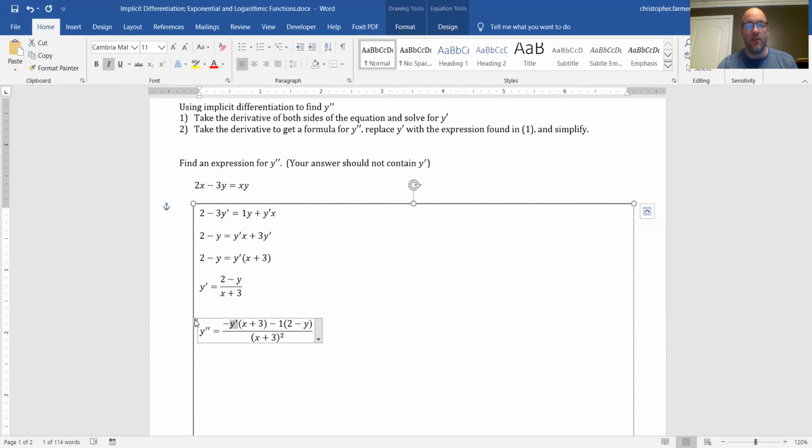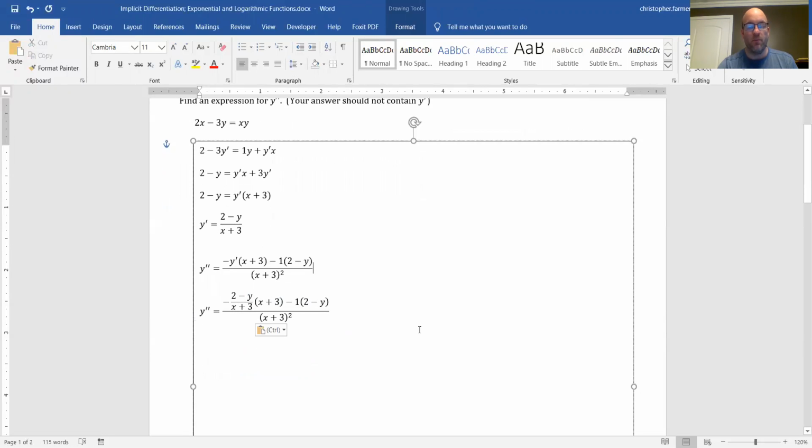Okay, and so all we're going to do here, of course, if it's paper and pencil, it's a little bit more annoying to have to write this all out, but I'm just going to cheat here and do some copying and pasting. We know that y prime is (2 minus y) divided by (x plus 3). So we're just going to come in here and replace y prime with (2 minus y) over (x plus 3). Okay, and it doesn't always work out as nicely as this.